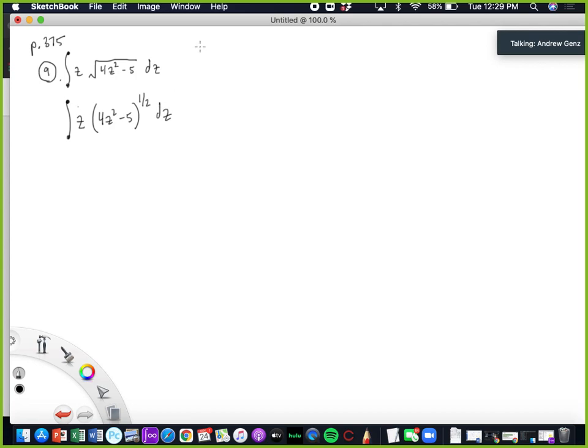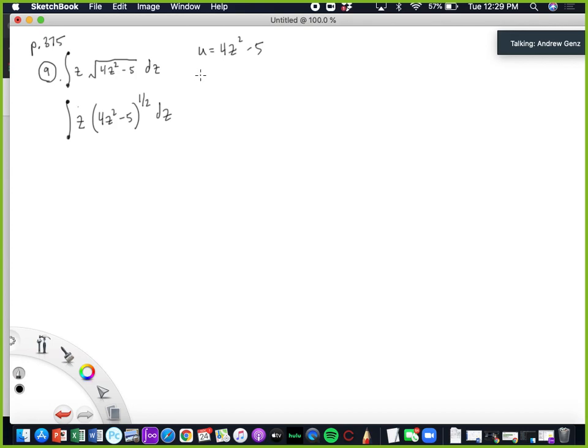So we've got to identify u, which is this whole thing right here: 4z squared minus 5. Okay, so we've identified it. How you identify u is you look for anything that's a binomial taken to the half, or anything other than 2. With 2 we could FOIL, right? Okay, so we've got u equals 4z squared minus 5.